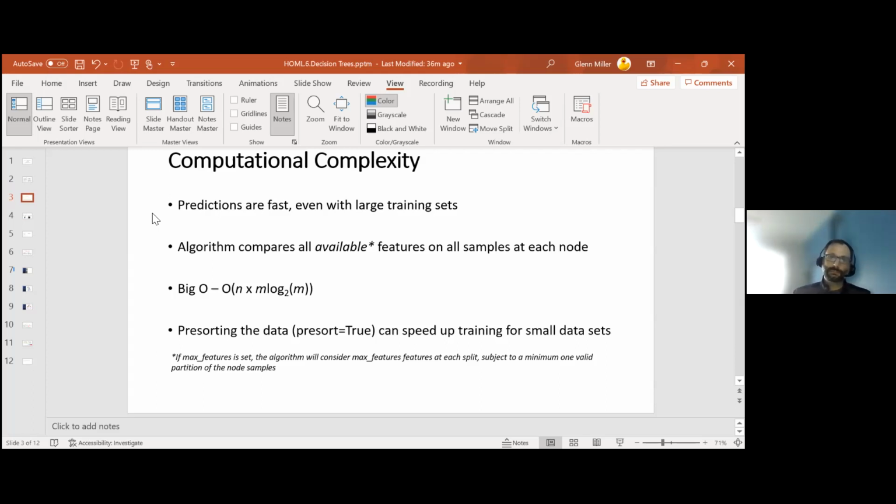And what the algorithm does, as Ted says, it's a greedy algorithm, but it'll go back down and compare all the available features on all samples at each node, and then go on and on down the nodes. The little asterisk here is to say that you can set the maximum features, in which case the algorithm will only compare that many features, unless it cannot find a partition, in which case it will exceed your number of maximum features.